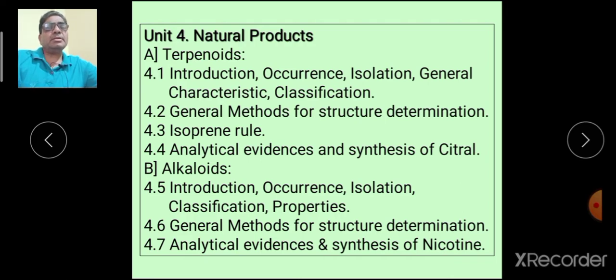Then another natural product, that is alkaloids. Here the points are introduction, occurrence, isolation, classification, properties. Again general methods for structure determination of alkaloids and study of nicotine. The study includes analytical evidences and synthesis.